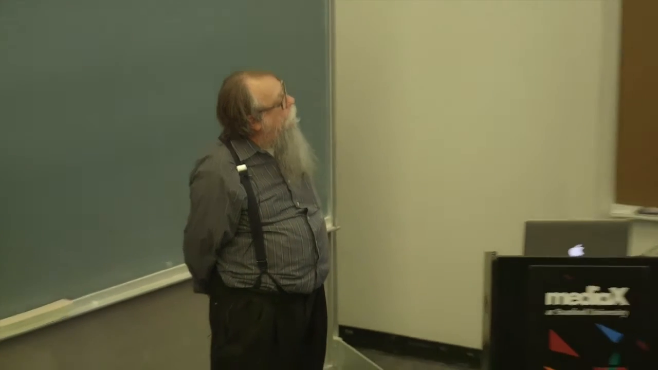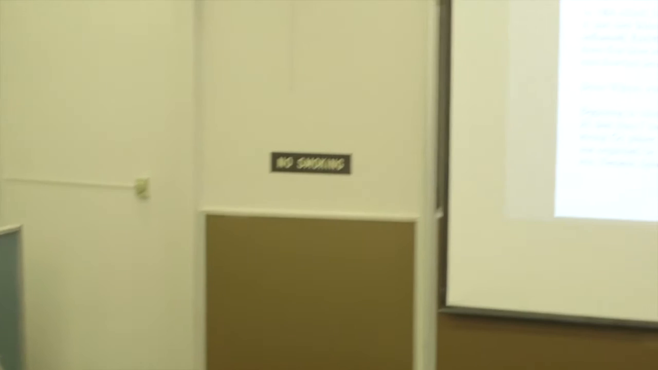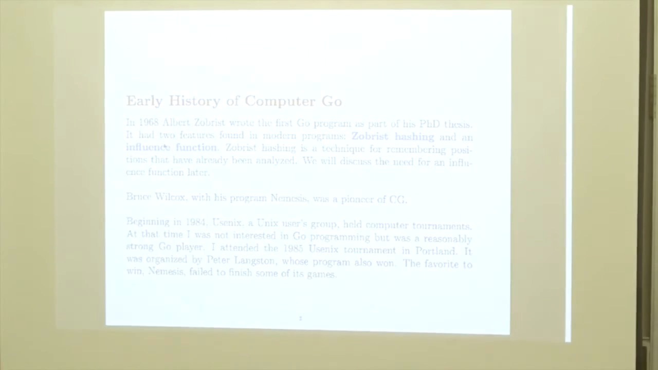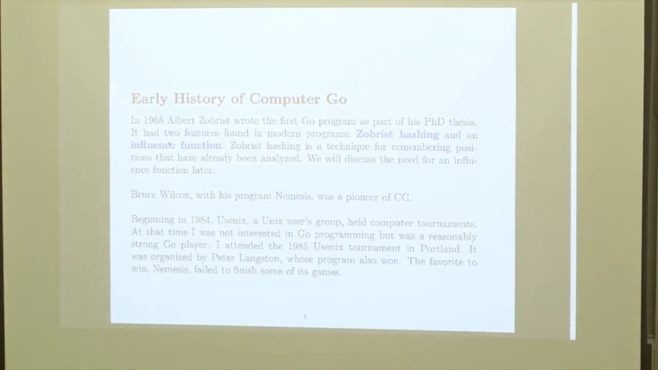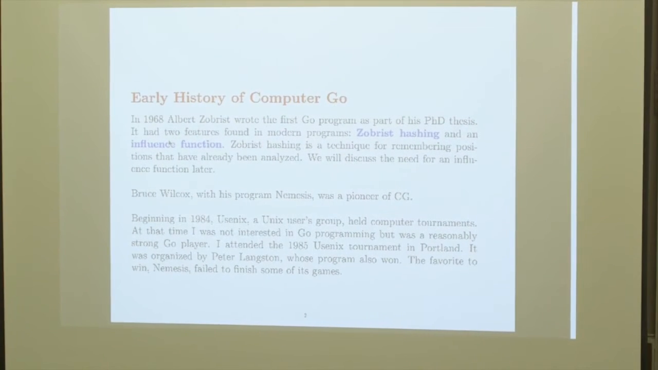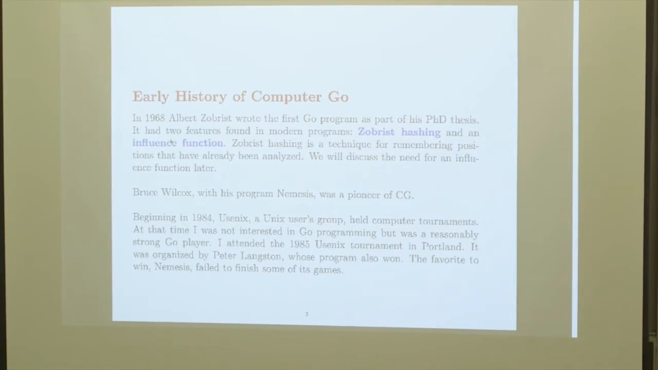The very first computer program that anybody is aware of was written in 1968 by Zobrist, who was a doctoral student at the University of Wisconsin. And his program was somewhat ahead of his time because it used concepts that have proved important. One is Zobrist hashing, which we'll probably touch on, and then there's the influence function, which we'll definitely touch on.